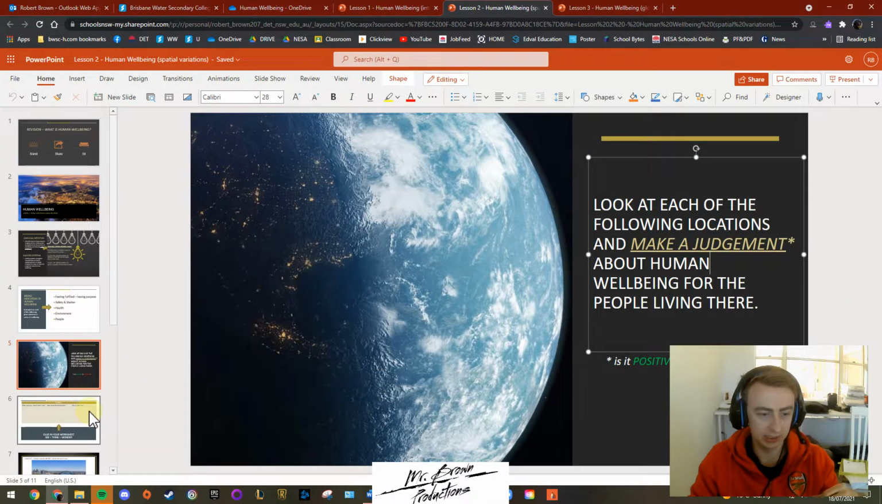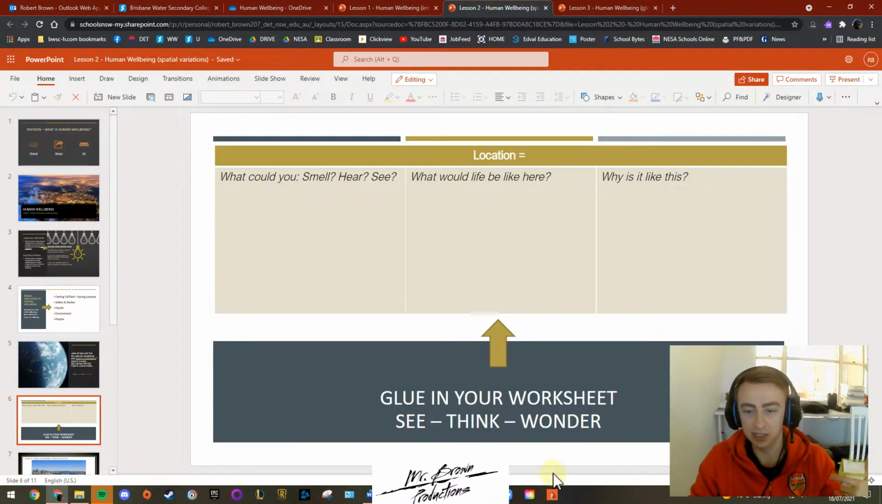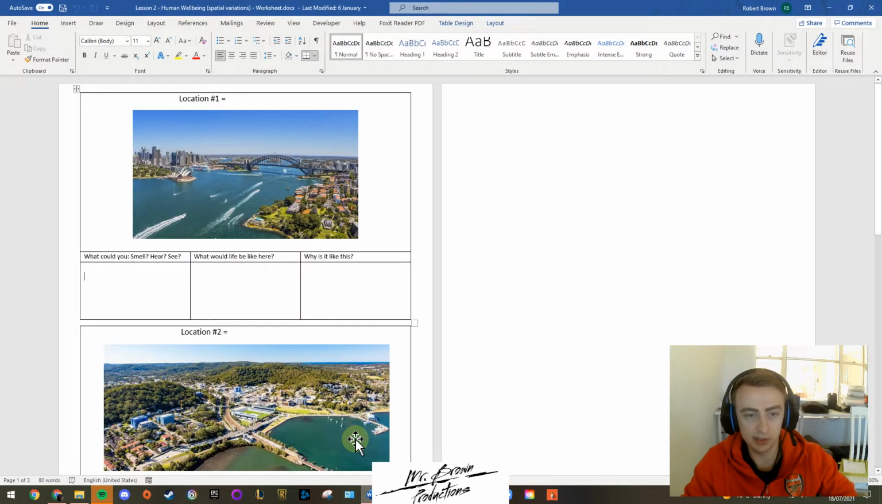And what I would like you to do is copy a table down like this for half a page. So you have your location at the top, and then I want you to break it down into a table. If it's easier to look at through this, that might be a little bit easier. So you want to have your location as your heading, and then draw up a little table of what you can smell, see and hear. What would life be like here, and why is it like that?